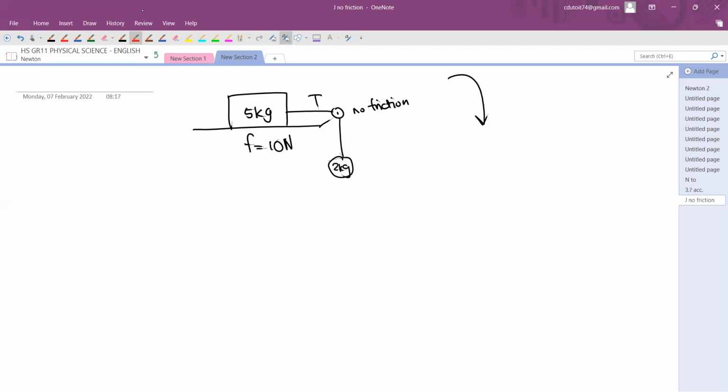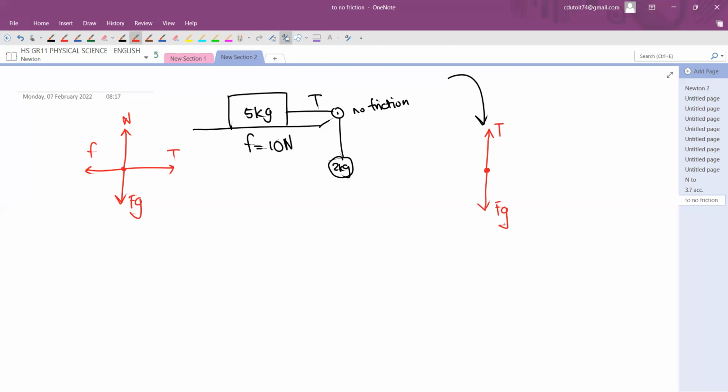For the 5 kg, it will be normal going up. Tension to the right. Good. To the left will be friction. And FG. Okay, you're going to use a ruler and do it nicer. And then to the 2 kg, I only have the tension in the rope upwards. Yeah. And then FG going down. Okay, good. So this is the 2 kg and the 5 kg.